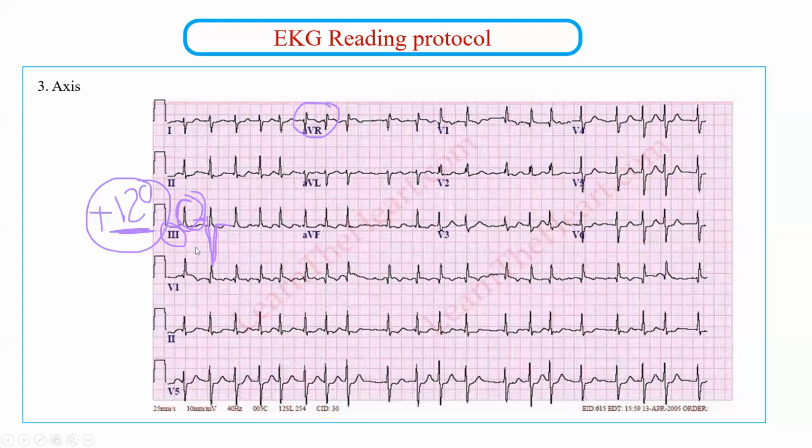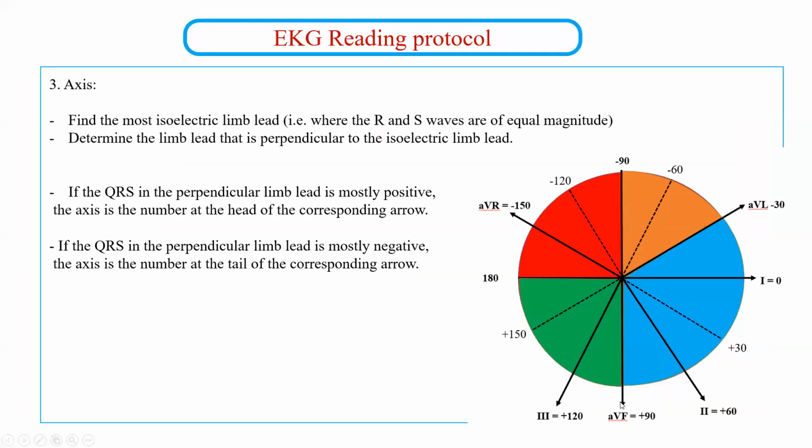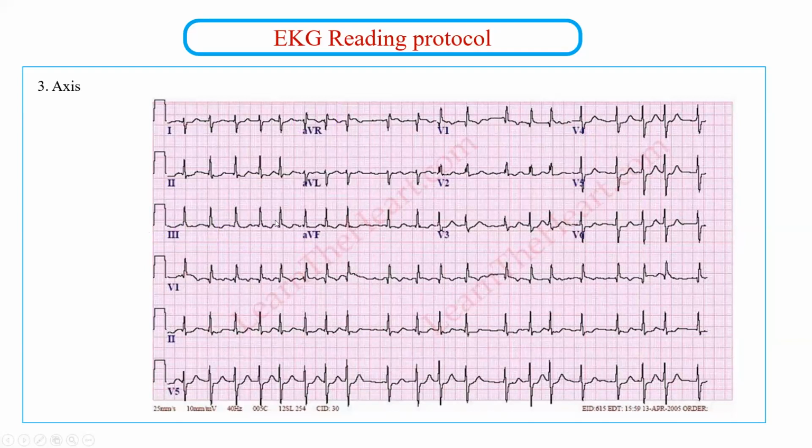By the way, if we go back here, any axis that is greater than 90 is right axis deviation. Any angle that is less than minus 30, like minus 45, minus 60, minus 90, is left axis deviation. And this red area between minus 90 and 180 is extreme right axis deviation. So this is the first example.